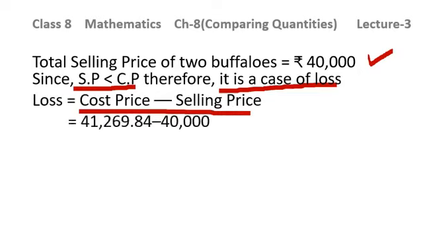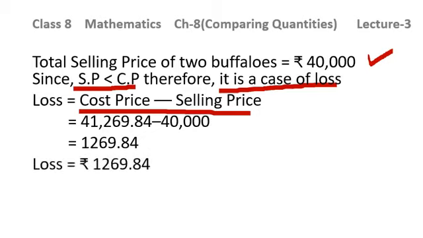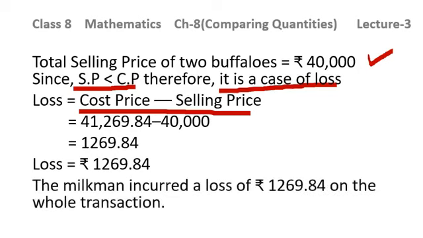Putting the values, 41,269.84 minus 40,000, as this was the total SP. So this is the answer, that is loss will be 1,269.84. So this is the loss, and you must mention it in rupees, because in this case we are not supposed to find the loss percent. So this is the loss of rupees 1,269.84. So children, I hope you have understood all the questions.